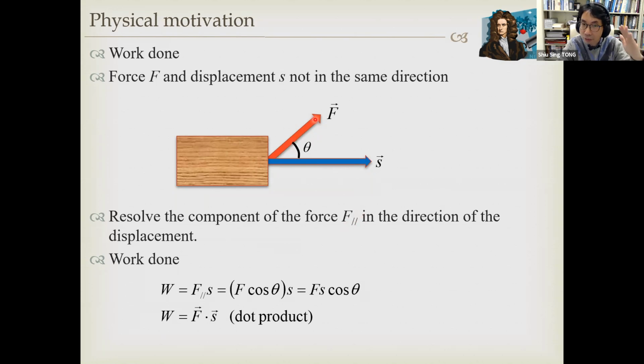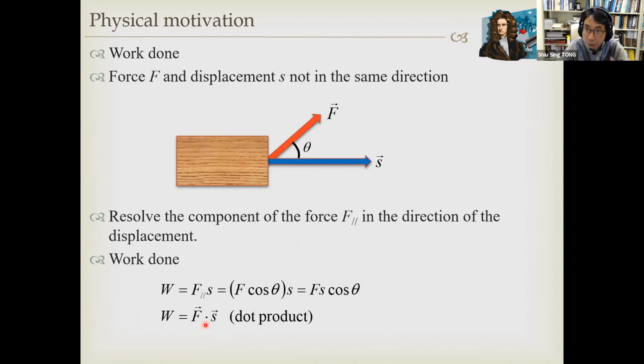F parallel means I resolve the component of the force in the direction of the displacement, parallel to the displacement. So the work done can be defined by that parallel component of force multiplied by the displacement. So in terms of this angle theta, I have F cosine theta multiplied by S, or Fs cosine theta. And in physics, it is conveniently defined. This combination is defined as the dot product between the vectors F and S.